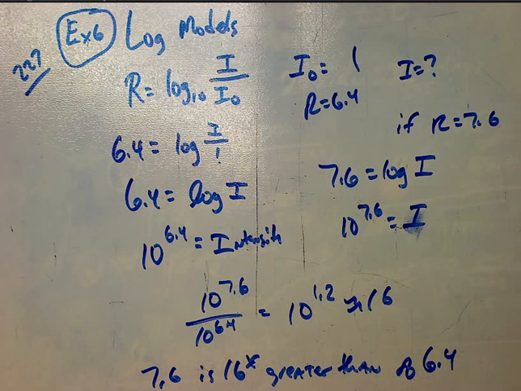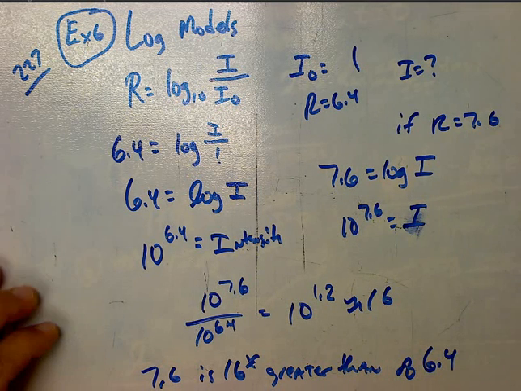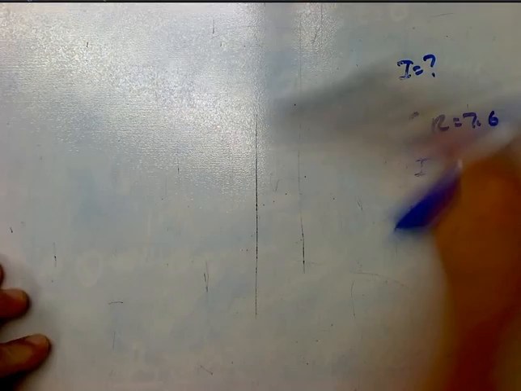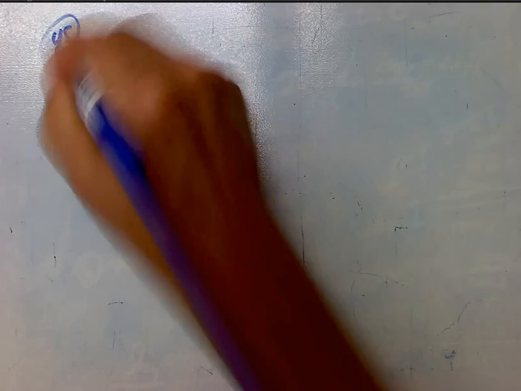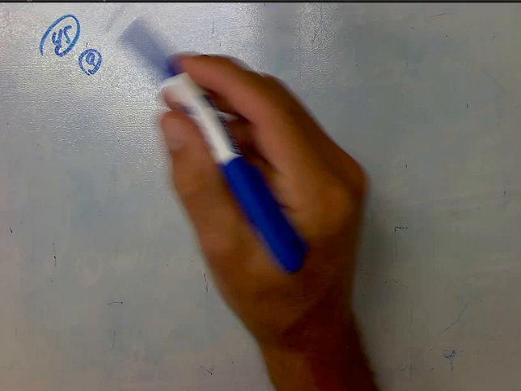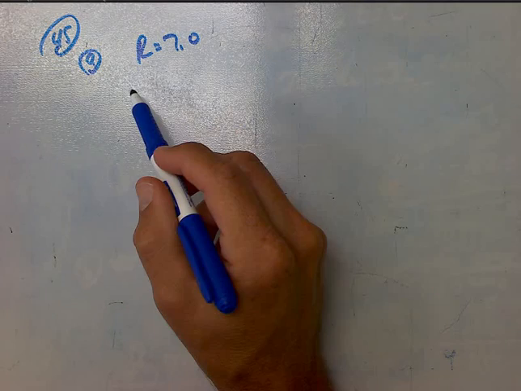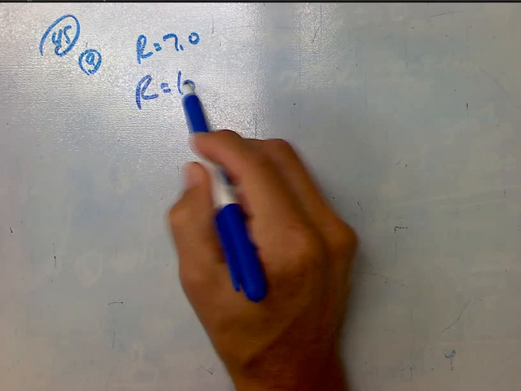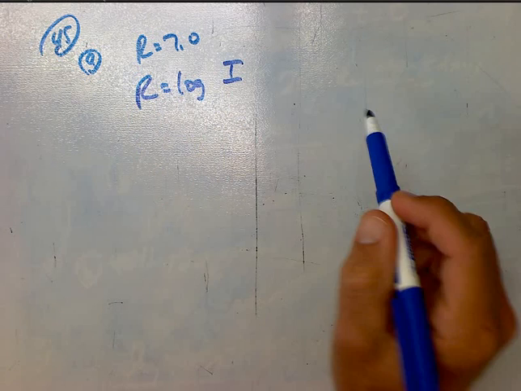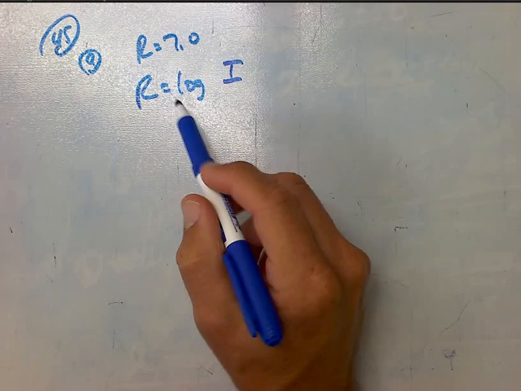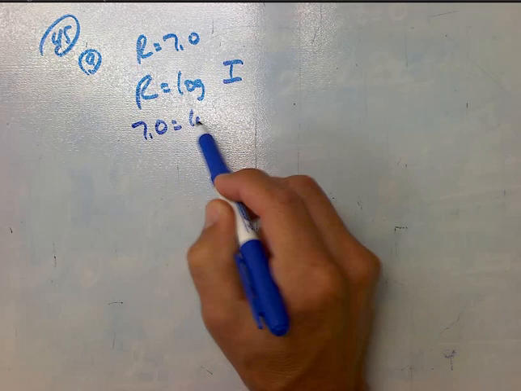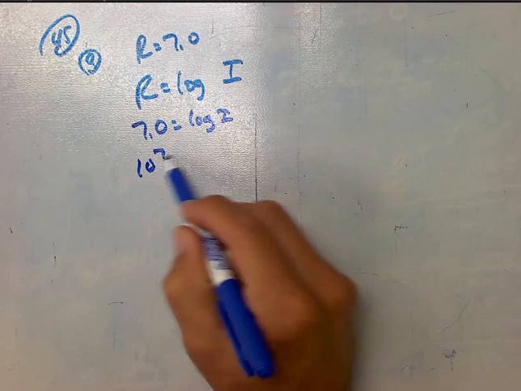Okay? Let's go ahead and try number 45. Number 45. Press pause here, then come back in a second, and I will work out number 45. So 45A says that R equals 7.0, and so we're going to put it into the equation of R equals log of I, and we're going to find the intensity. So a 7.0 earthquake, the intensity would be base 10 to the 7th, because that's a base 10.